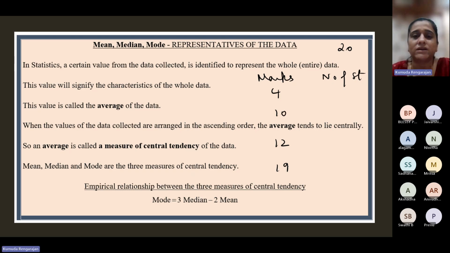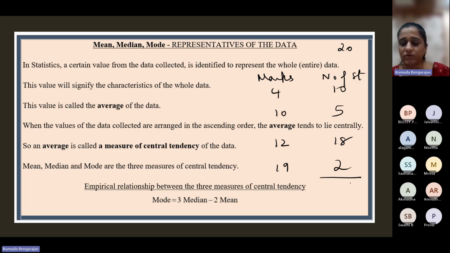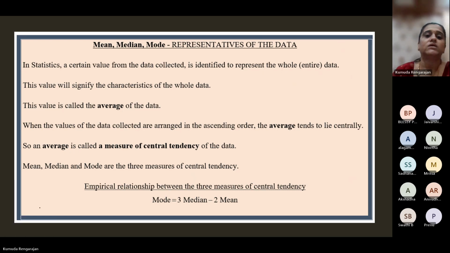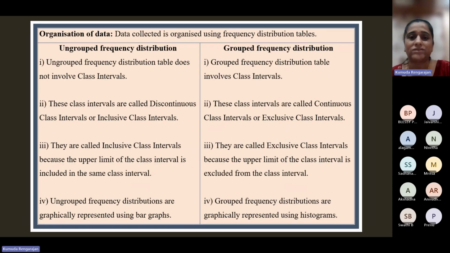You can directly write the mark scored. You don't need class intervals because these are the only 4 different marks scored by the students of the class. Say some 10 students have got 4 marks each, 5 have scored 15, 18 have scored 12 marks, and 2 of them have scored 19 marks. So you don't need class intervals here. So that's about organizing the data using a grouped or an ungrouped frequency distribution.